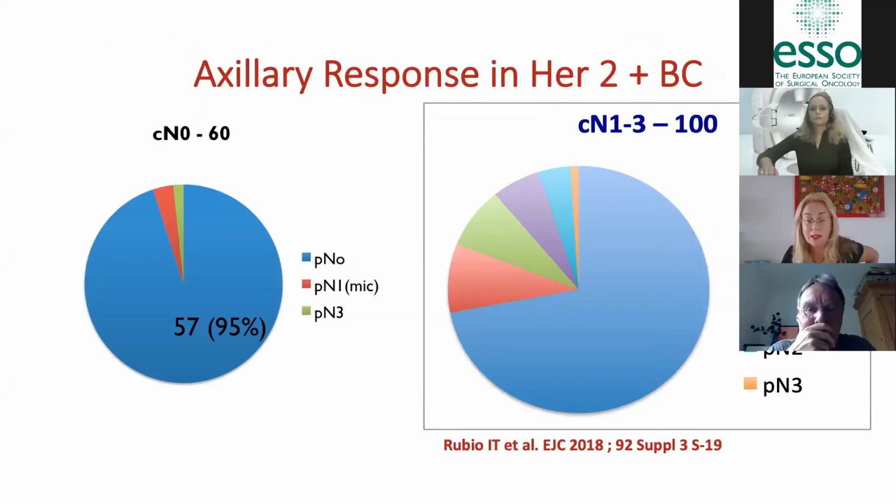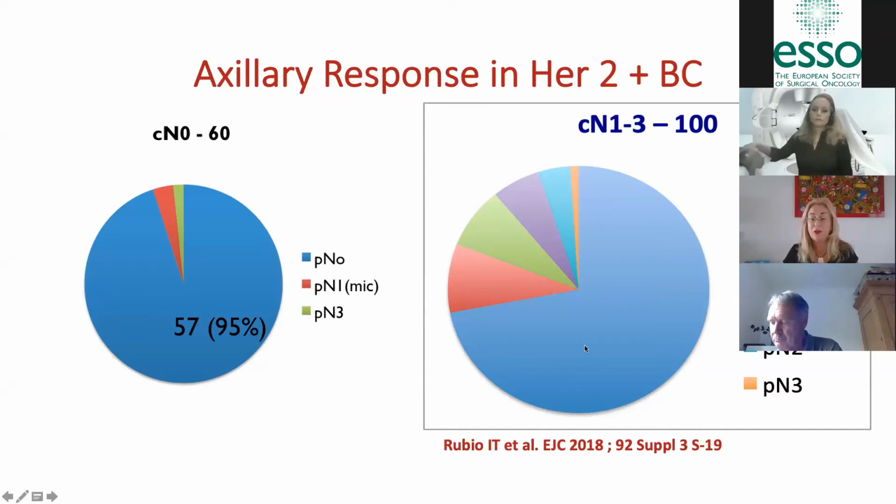So what about the axilla? We have also learned in the last years that in HER2 positive patients, with the addition of a dual blockade, the percentage of complete pathologic response can be as high as 70%. And in this study that we did in our institution, 75% of the patients had a pathologic complete response, those patients who were clinically positive and biopsy proven.